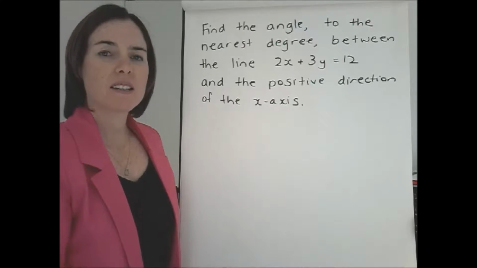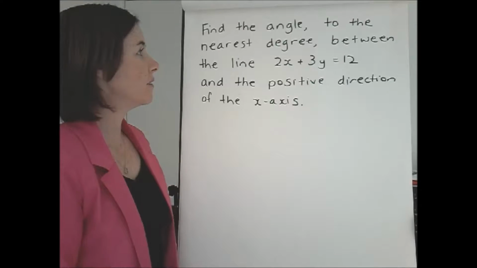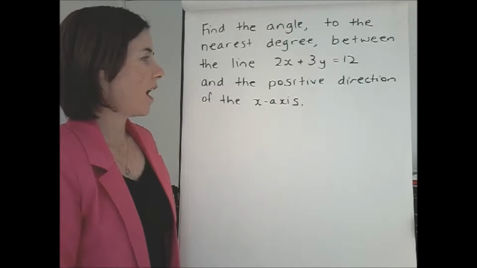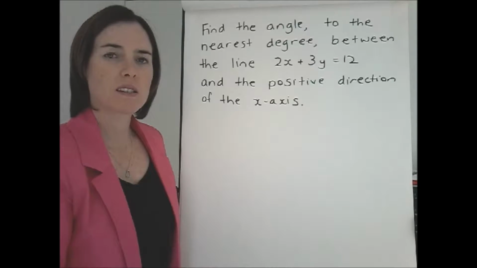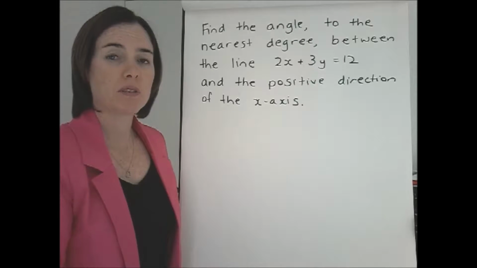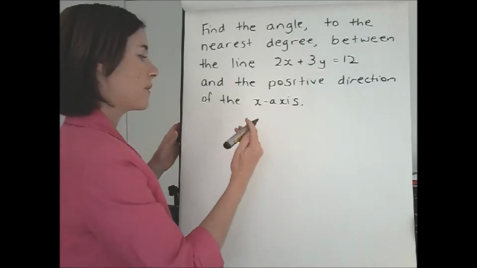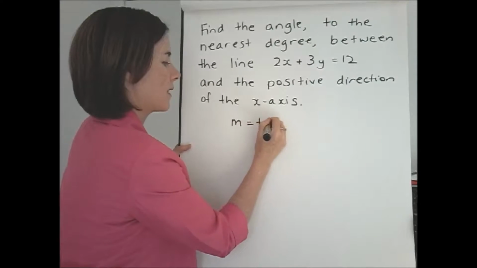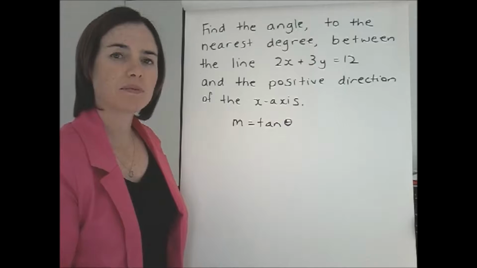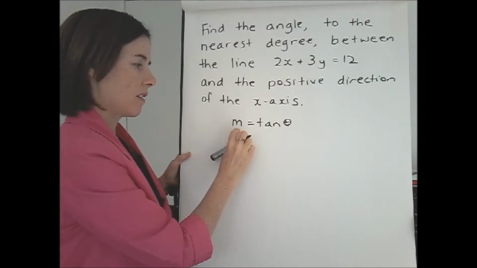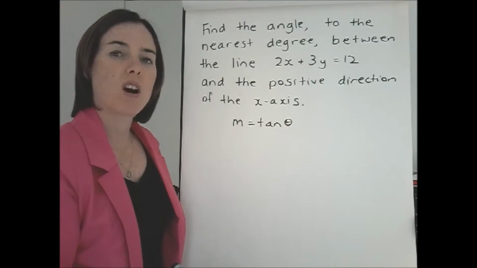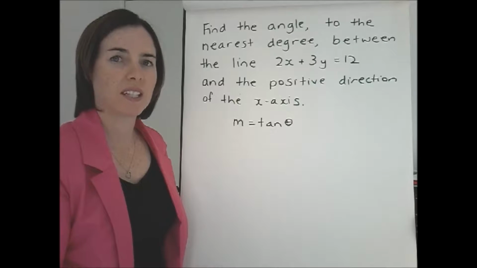Today's question asks us to find the angle to the nearest degree between the line 2x plus 3y equals 12 and the positive direction of the x-axis. Whenever you are finding the angle between a line and the positive direction of the x-axis, there's a formula you need to use, m equals tan theta, where theta is the angle you're trying to find. So it's related to the gradient, and it's because gradient is rise over run, tan is opposite over adjacent, and they're effectively the same thing.